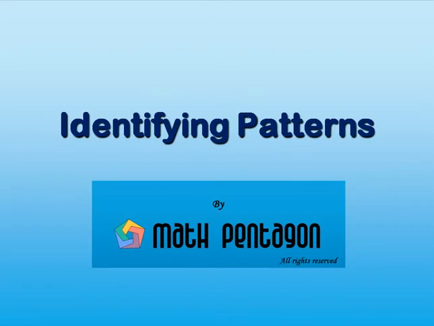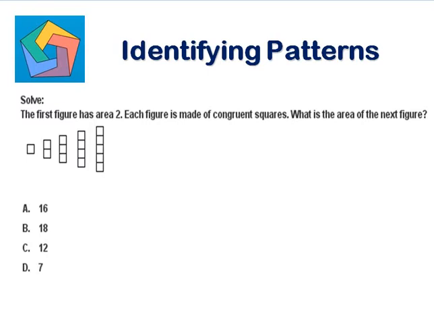Let's look at a problem. Solve. The first figure has area 2. Each figure is made of congruent squares. What is the area of the next figure?